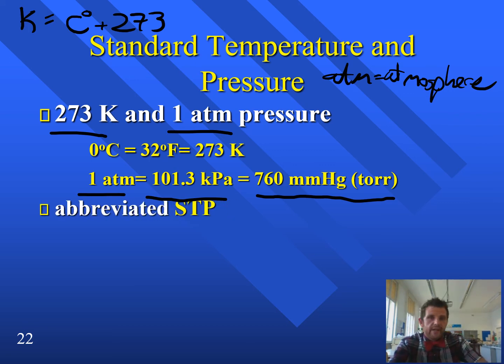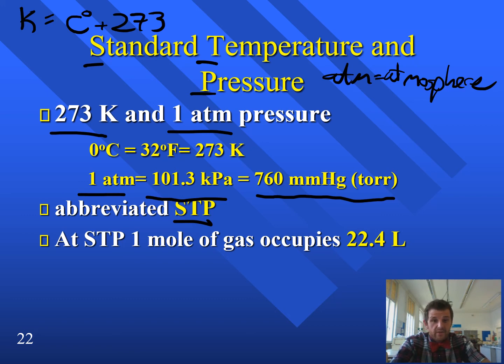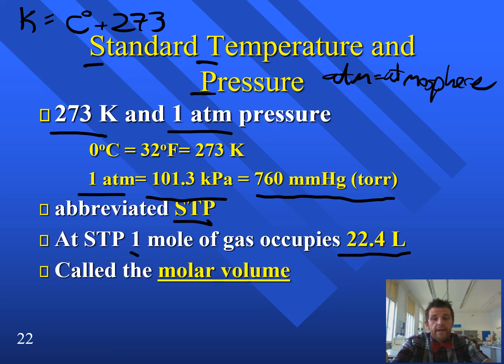We abbreviate standard temperature and pressure as STP. You can see that right there. At STP, so at normal standard conditions, a gas occupies 22.4 liters of space, and that is for 1 mole. So this is called the molar volume. You're going to see how this comes into play in a little bit here, but keep that in mind.